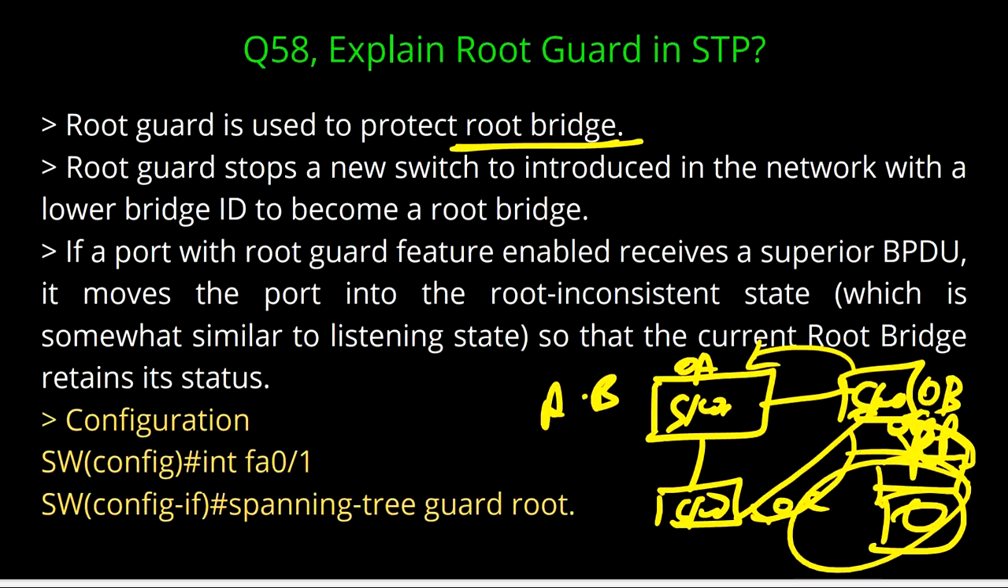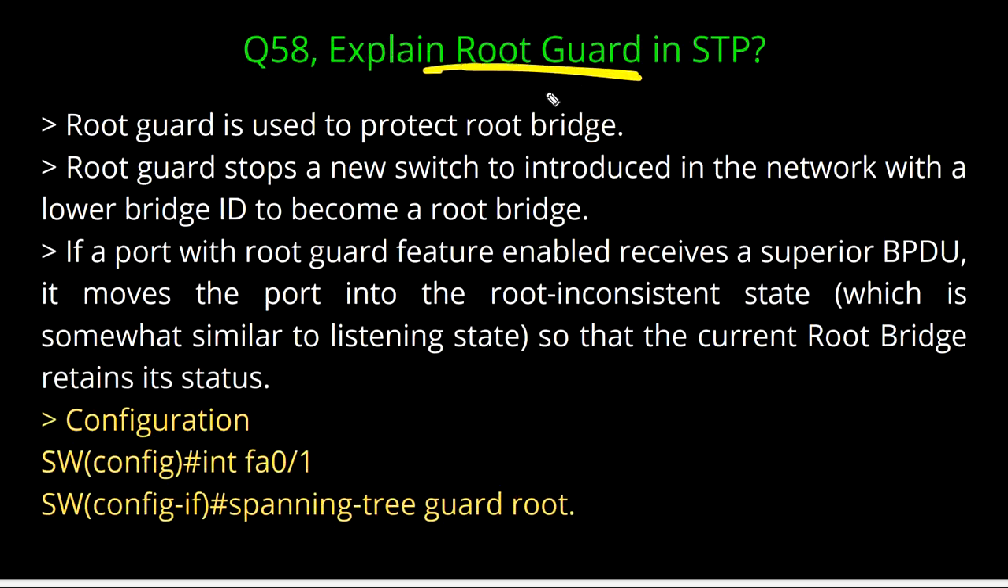Fine. So to stop this type of attack in your network, we use root guard. We have a feature called root guard, which is used to protect the root bridge. Root guard stops a new switch introduced in the network with the lowest bridge ID from becoming the root bridge, right? After that, if a port with the root guard feature enabled receives a superior BPDU, it will move the port into the root inconsistent state, right?